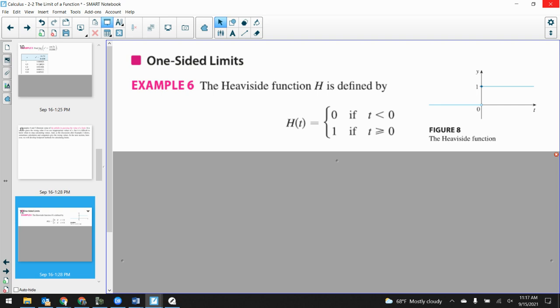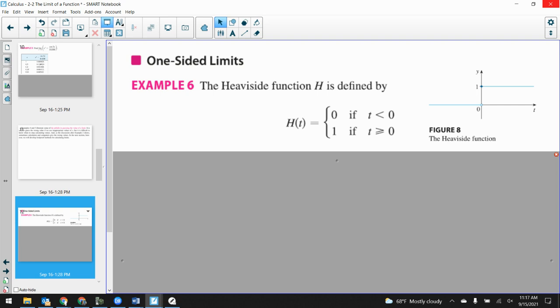As I get closer, say, what's the value of -1? 0. What's the value of -0.5? 0. -0.25? 0. -0.1? 0. So I can say the limit of that function from the left side is 0.